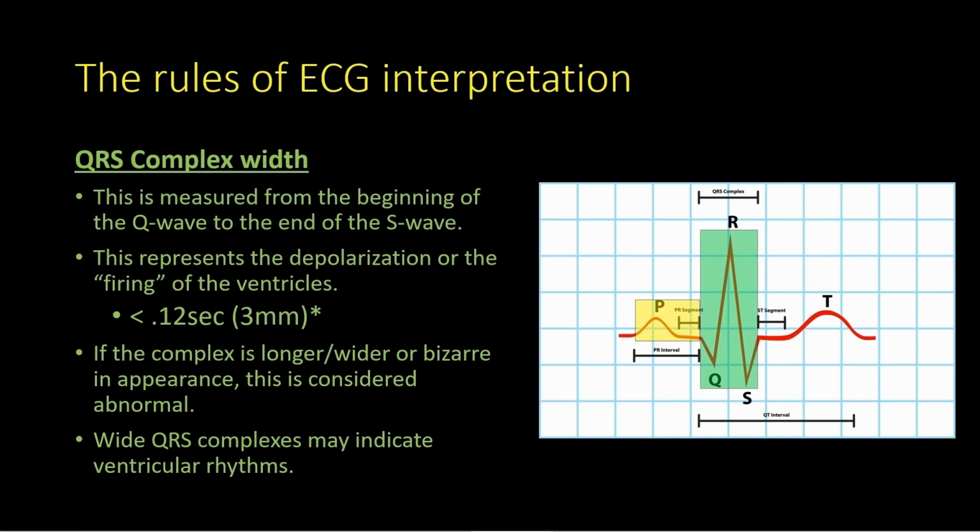Now, if the QRS complex is longer or wider or bizarre in appearance, this would be considered abnormal. Typically, anything that's originating from the sinus or the atrial junction will be a narrow complex. If it's a wide bizarre complex, that would indicate most likely something that's originating or starting in the ventricles, and we'll get further into that in section 2. So now we've talked about the different rules of interpretation. Let's start applying them to some strips.